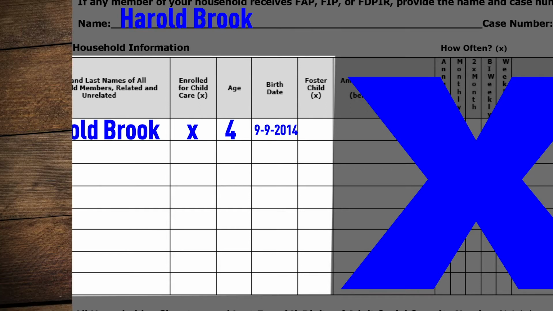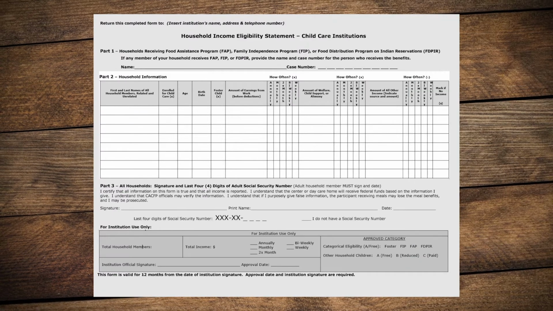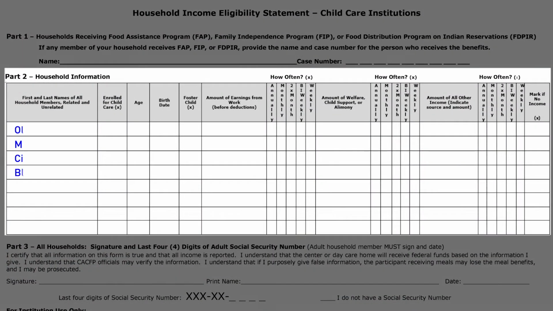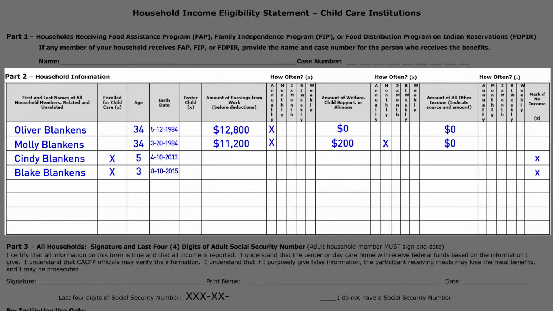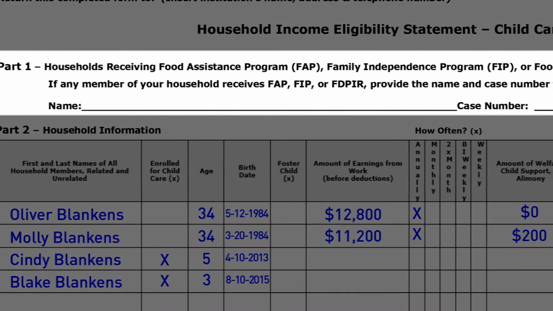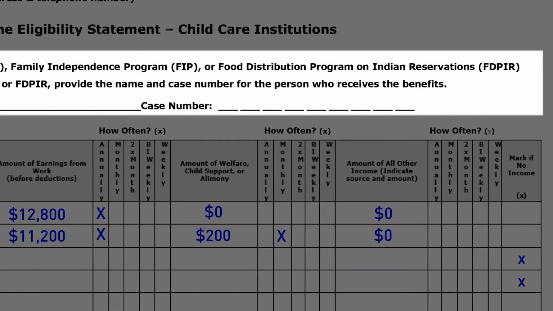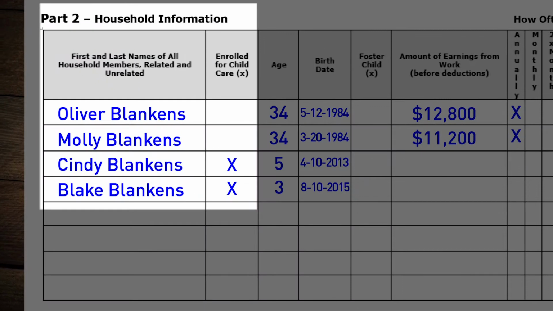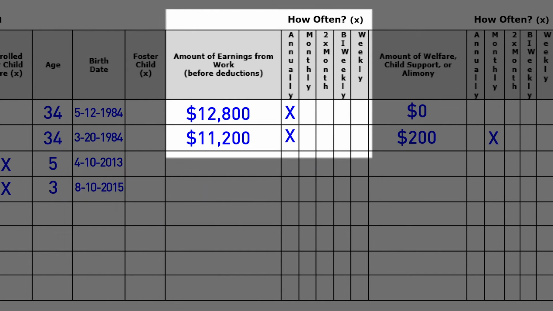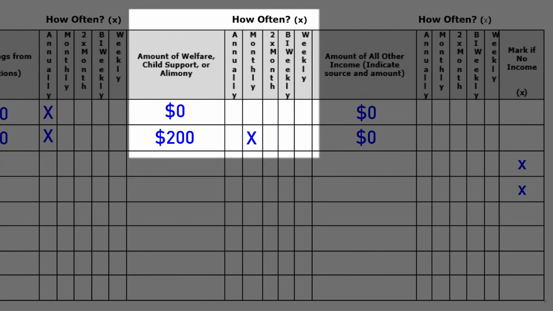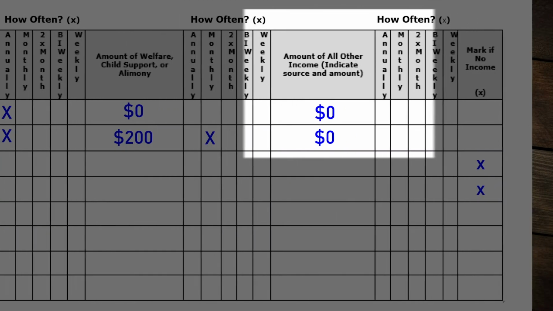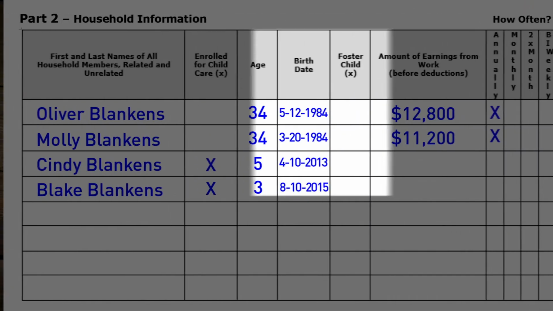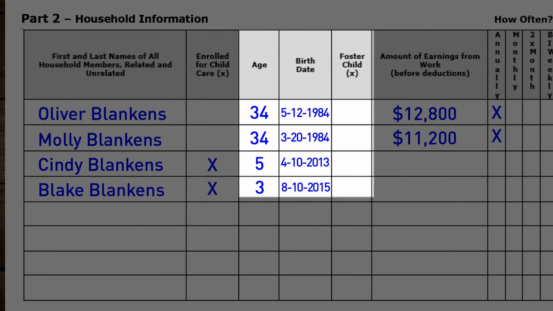For the second way to determine eligibility, we'll be looking at the number of people in the household and their combined income. For income eligibility, Part 1 is left blank. In Part 2, all the members of the household are listed, along with information about working income, money received from welfare, child support or alimony, and money received from other sources. Make sure to include the names of kids in the household with their full names, ages, and birth dates.